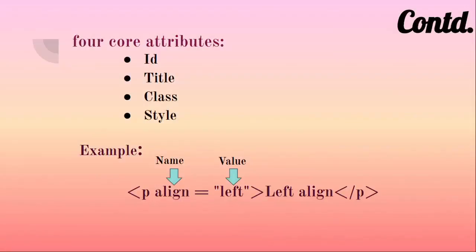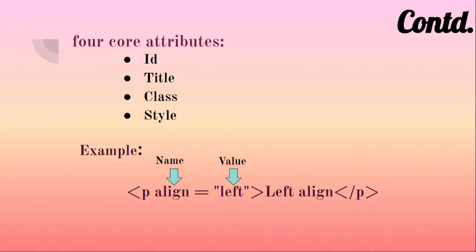Then there are the four core attributes: id, title, class, and style. The id attribute of an HTML tag can be used to uniquely identify any element within an HTML page. Then the title attribute gives a suggested title for the element.